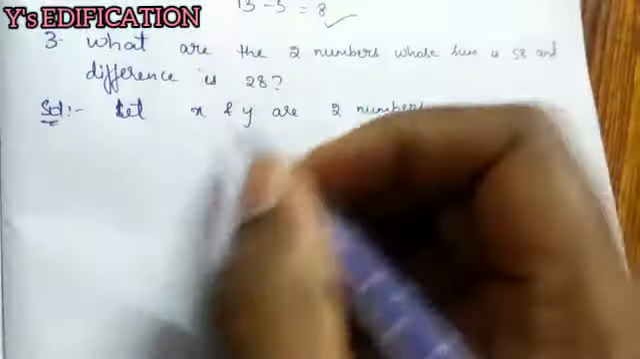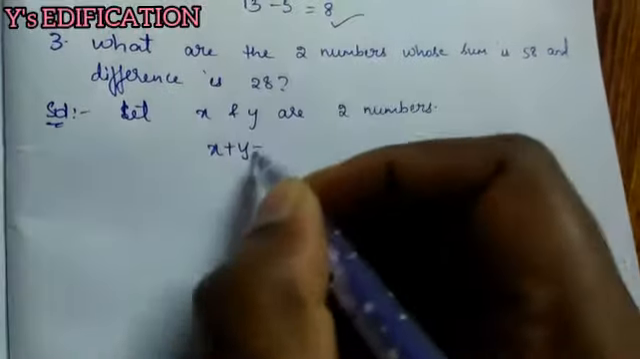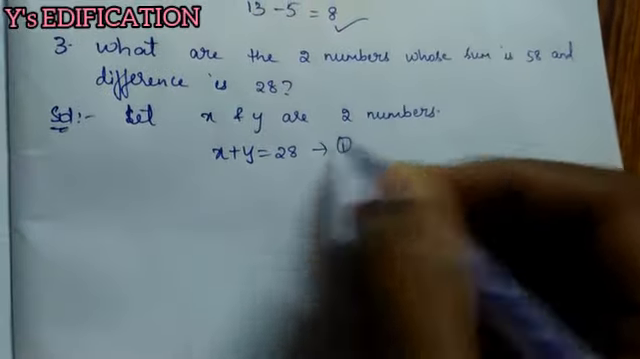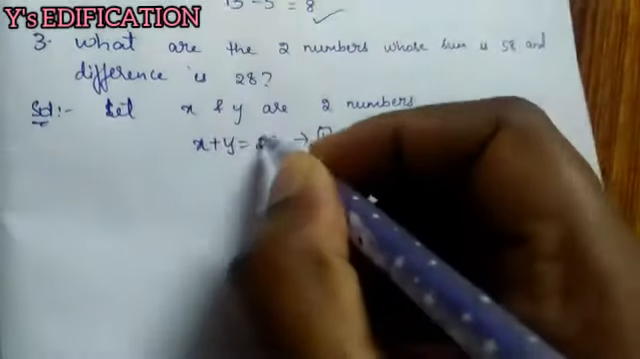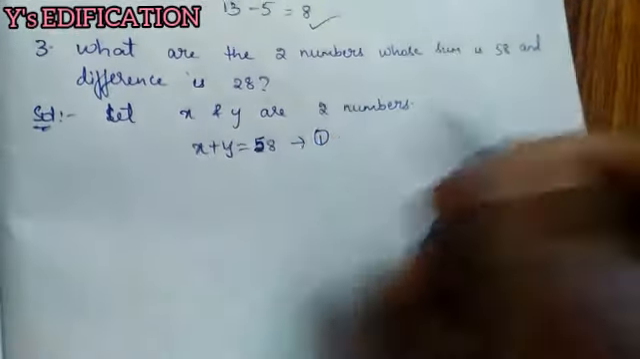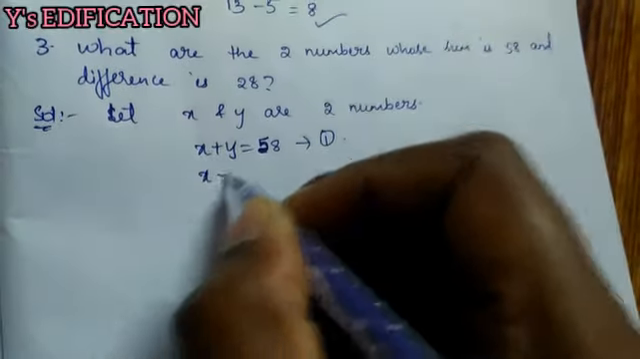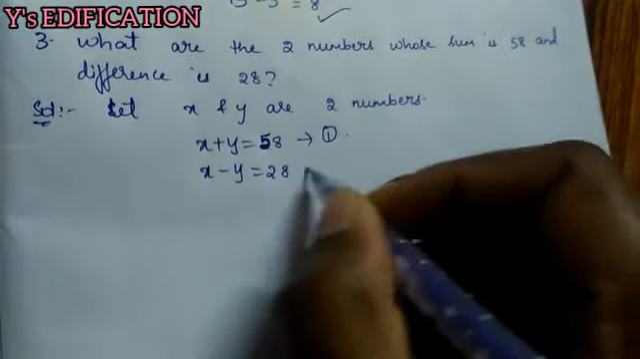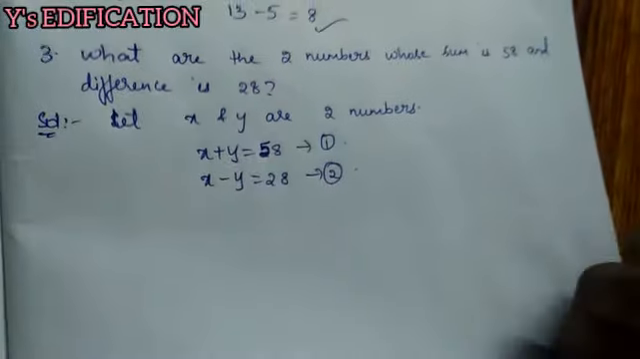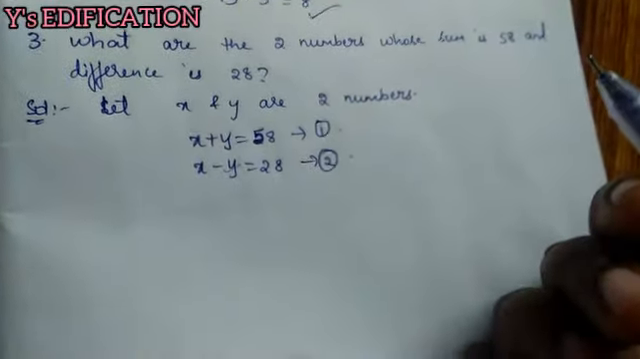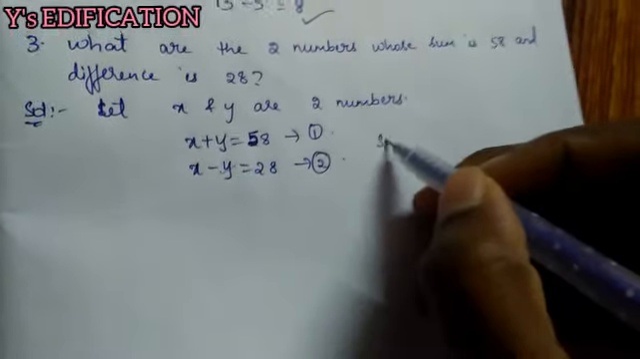So what do we have to do now? The sum is 58, so x plus y is equal to 58. Note this down as equation 1. The difference is 28. x minus y is equal to 28. This will be equation 2. We have x, y. So we can simplify equation 1 and equation 2.